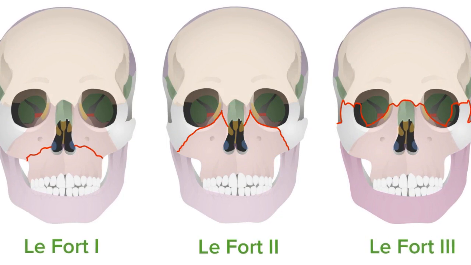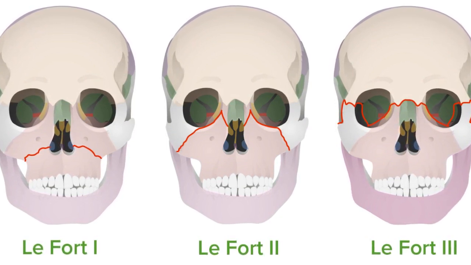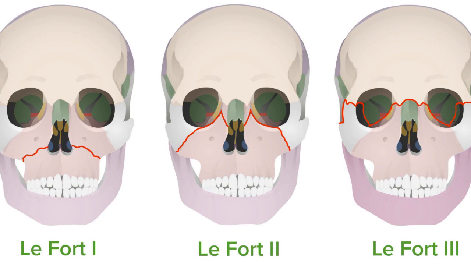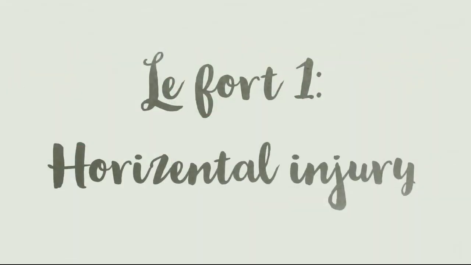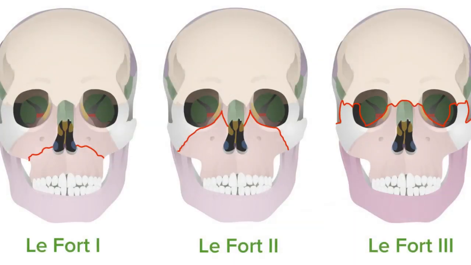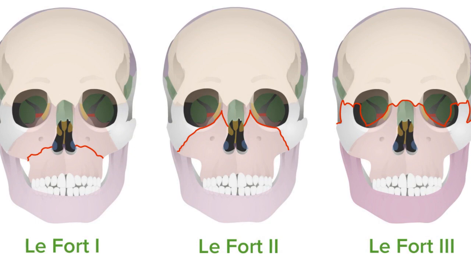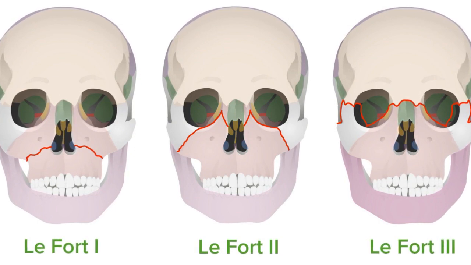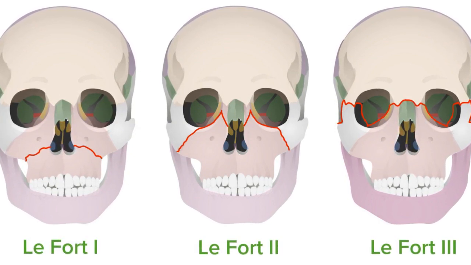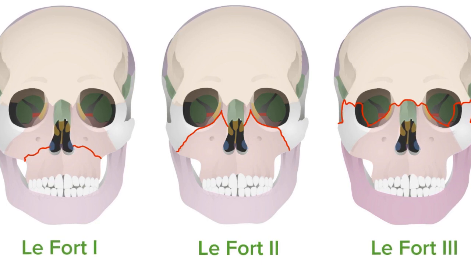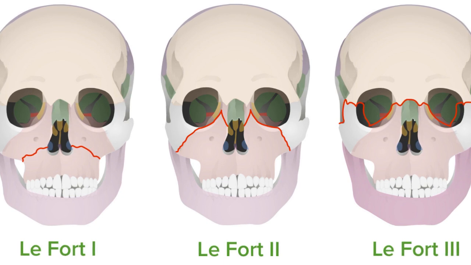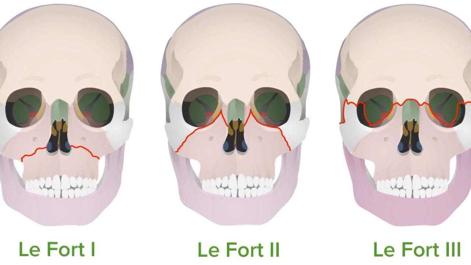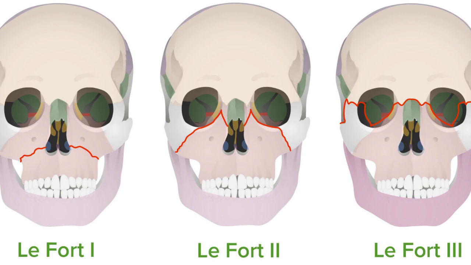Lefort fracture classification is divided into three types. We have Lefort 1, 2, and 3. Lefort 1 is known as horizontal injury. And as you can see in the picture, Lefort 1 will extend up to the tip of your nose or until the philtrum. It also involves the maxillary teeth as well and the palate, of course.